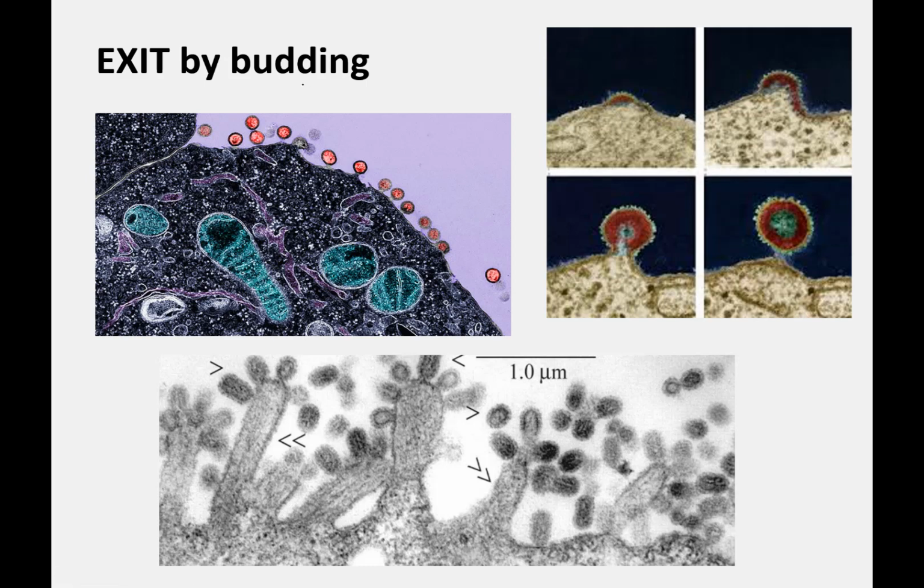Enveloped viruses, because they have to have that phospholipid bilayer around them, will pinch off from various membranes. So these are showing you viruses pinching off from the cell membrane. This is HIV, and this is influenza.